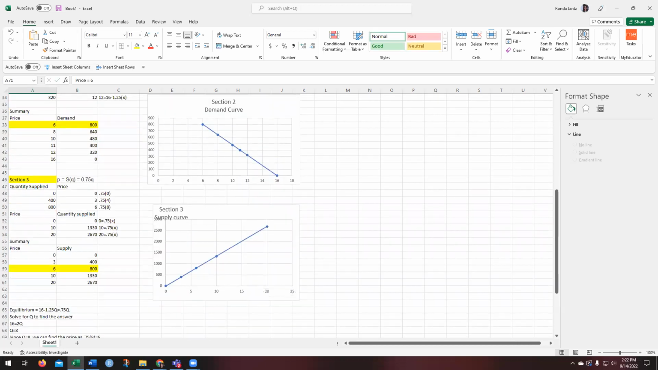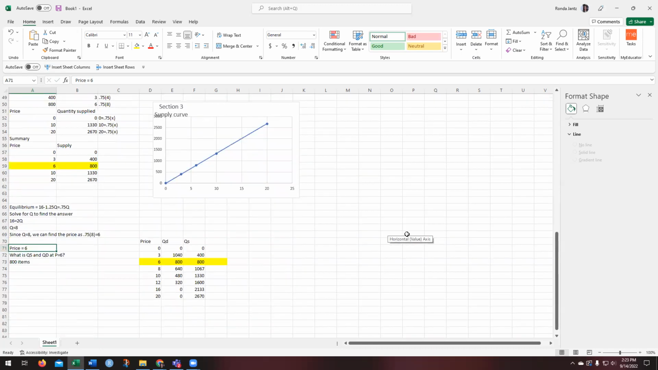So I hope this helps you as you're doing the assignment. You can feel free to do this differently, do it by hand, make it your own. But these are the basics. And I didn't want to leave you hanging because I know this is a very difficult assignment.